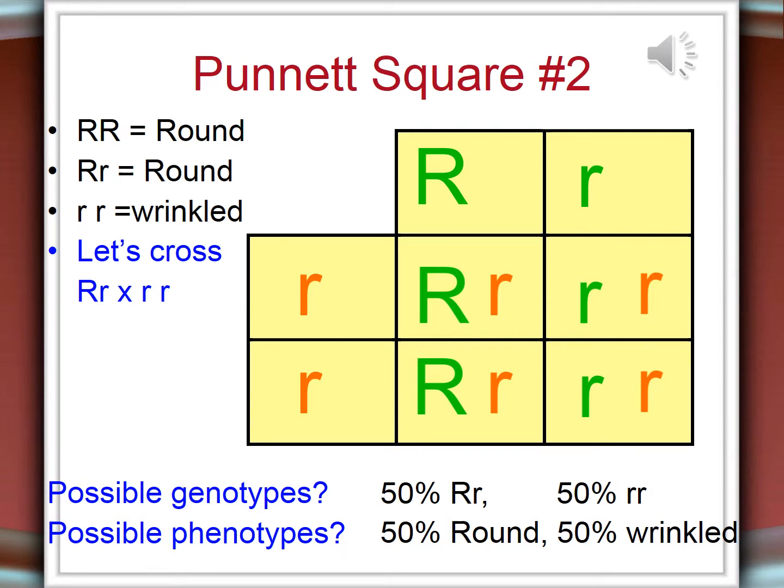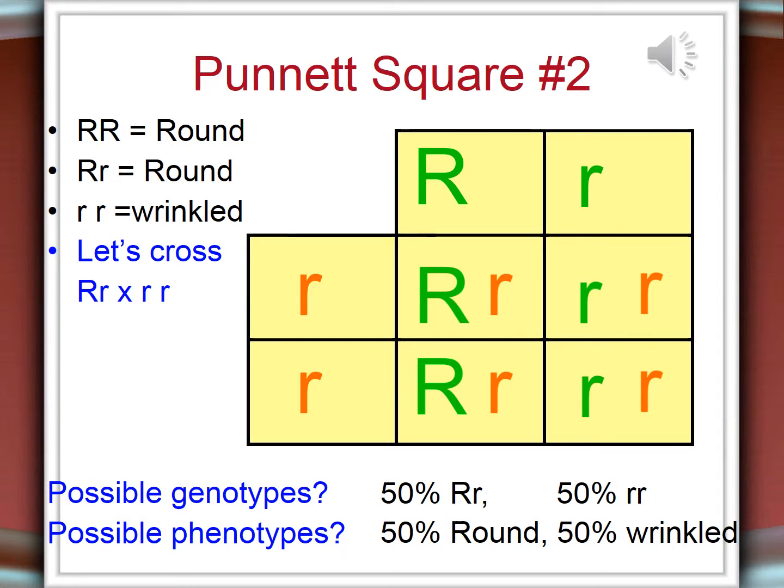So one parent basically puts half of its pollen carrying the allele for round, and half of its pollen carrying the allele for wrinkled. The other parent, half of its pollen is going to be carrying the allele for wrinkled, and the other half of its pollen is going to be carrying the allele for wrinkled too, because it's homozygous recessive. So that's why we put them in each of those boxes. The next thing you do is that you basically multiply them together.